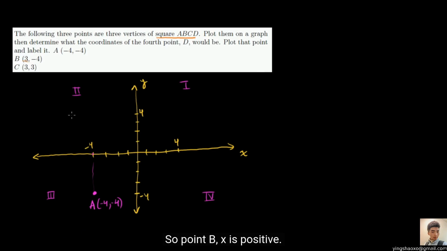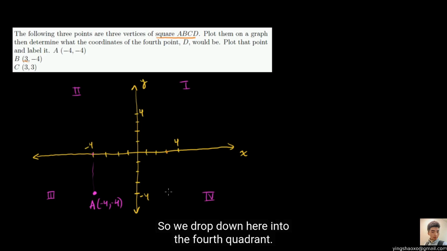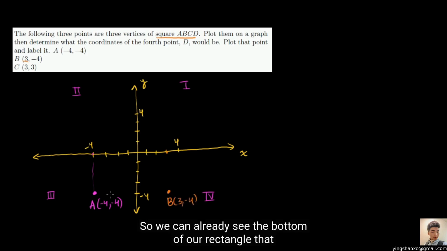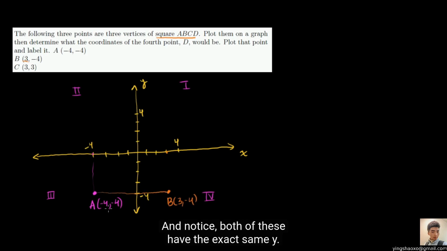Point B, x is positive. It's 1, 2, 3. And y is -4. So we drop down here into the fourth quadrant. That is the point B, 3, -4. So we can already see the bottom of our square that they're talking about right there. And notice, both of these have the exact same y. They're both at the same level below the x-axis.